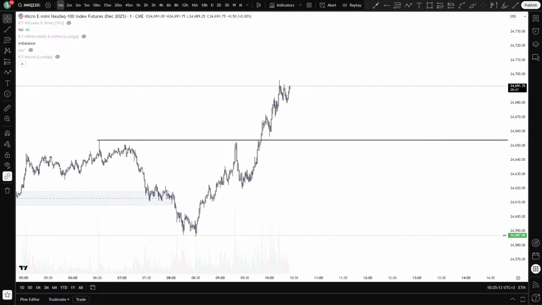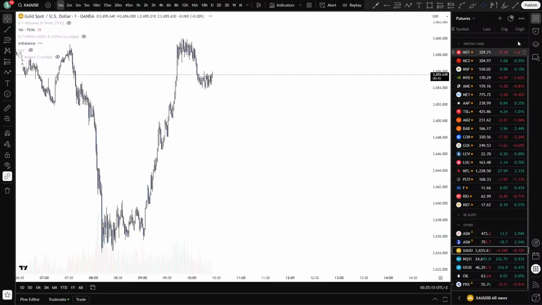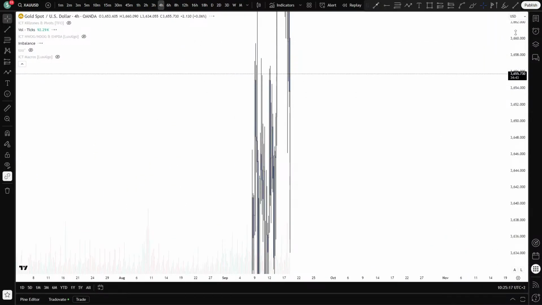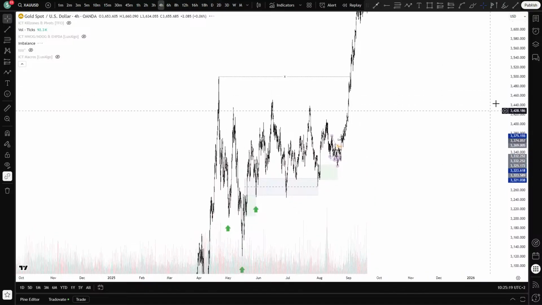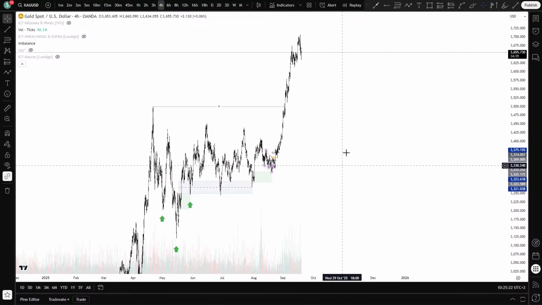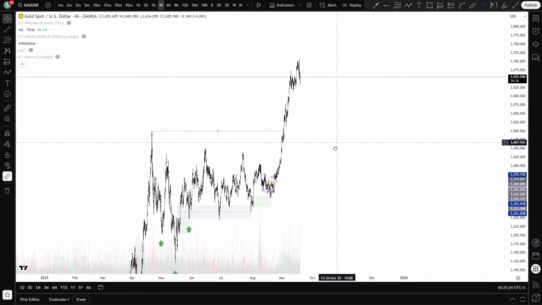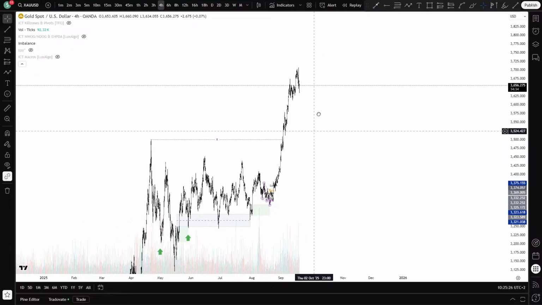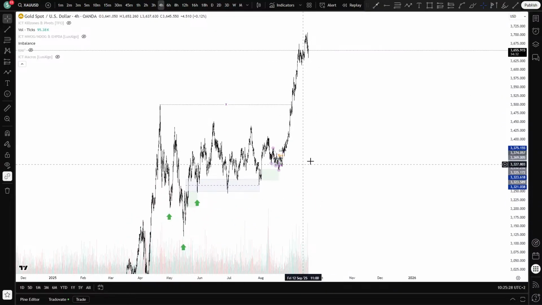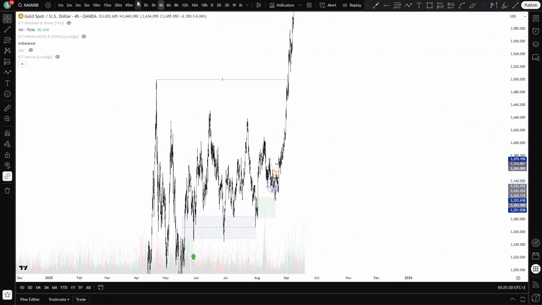Gold, that is an interesting one. We analyzed it a while back when we were in that compression. I see you got rid of pretty much everything. Alright, gold. Got a big push up from this bottom.